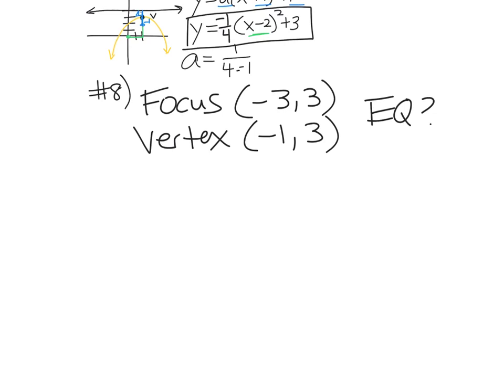We want to plot those 2 points. You guys all know how to plot 2 points. Okay, at least do that. Draw a picture on your paper. Plot the 2 points. Focus is -3, 3. I'm going to label that as F, focus. And then vertex is -1, 3.